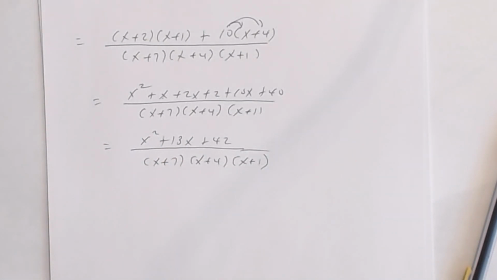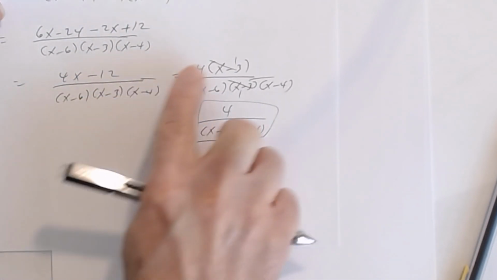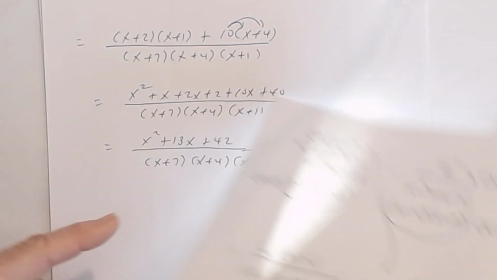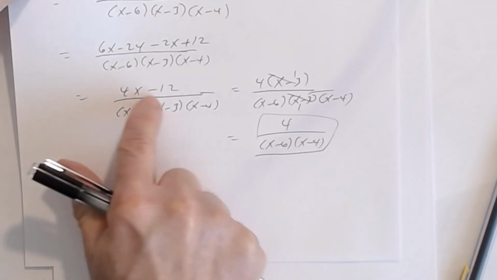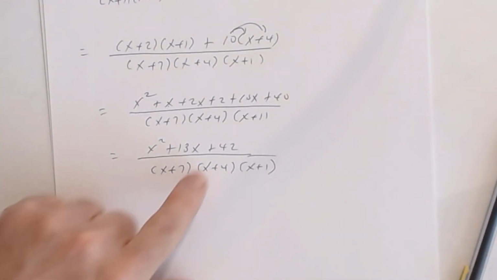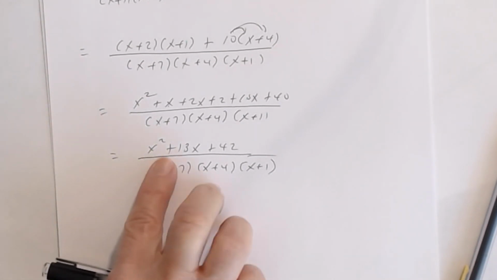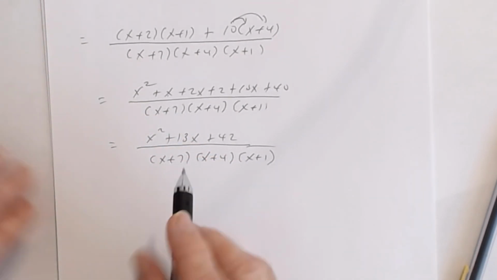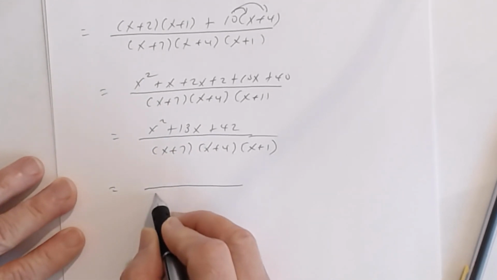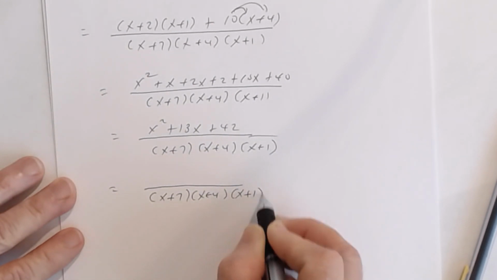So now remember, once you get to this point right here, you got to factor the numerator and see if you can reduce. Notice in this problem, the numerator was a linear factor. Here, the numerator is quadratic. So you got to factor this quadratic numerator here. And so to factor that, let's see, I'm going to go ahead and rewrite the denominator, x plus 7, x plus 4, x plus 1.